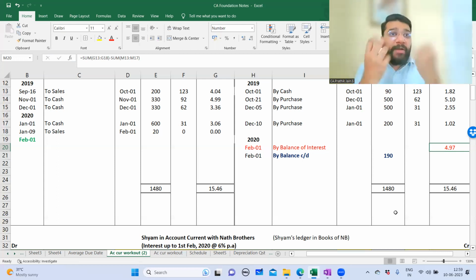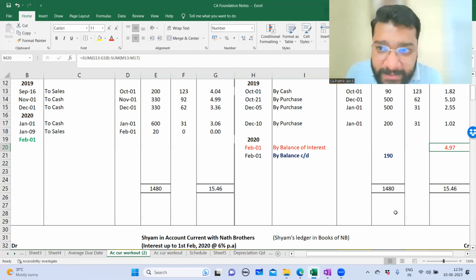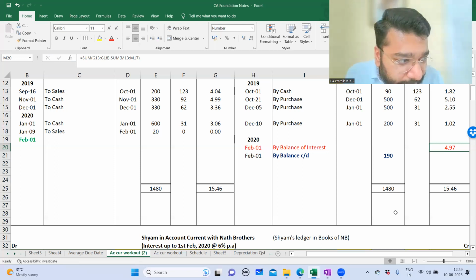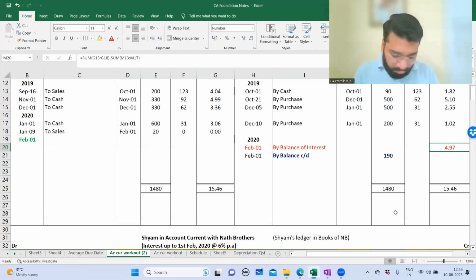We have to receive from Shyam. Anything that we have to receive from somebody. Interest account debit to the one who pays. Interest account debit means debit all expenses and losses. It is expense. This 4.97 is expense for Nath brothers or income from Nath brothers? Income, sir. Income account should be credited now.